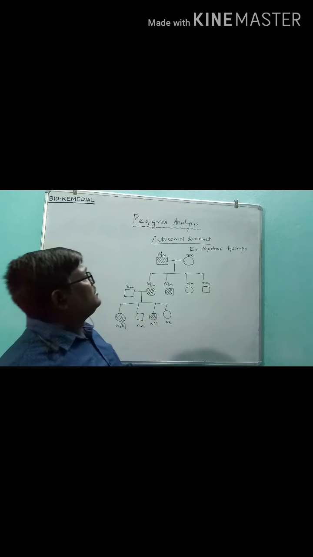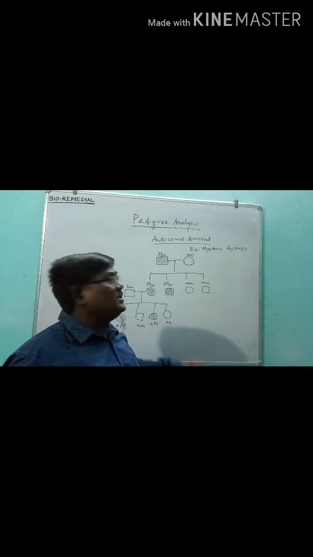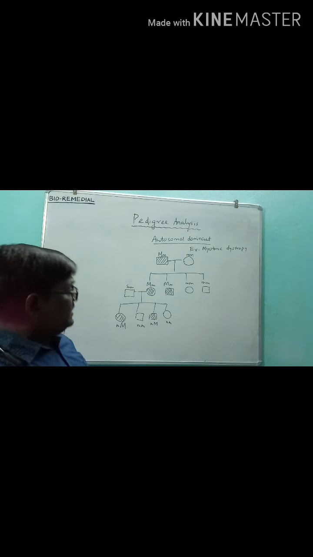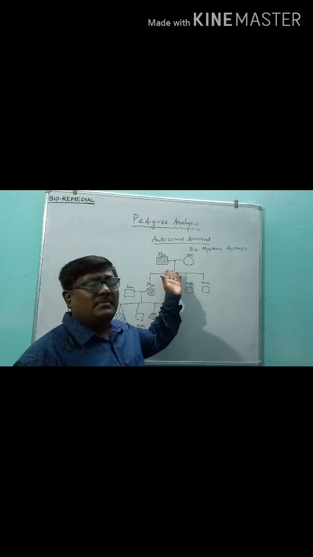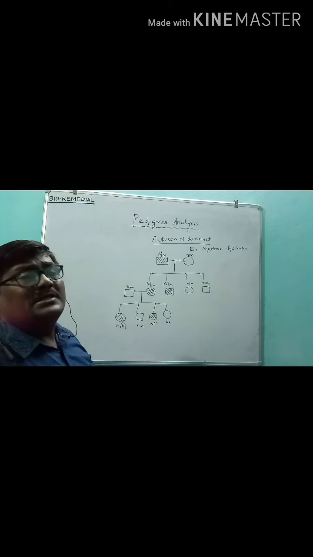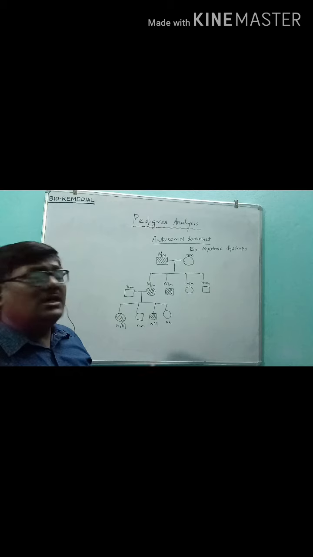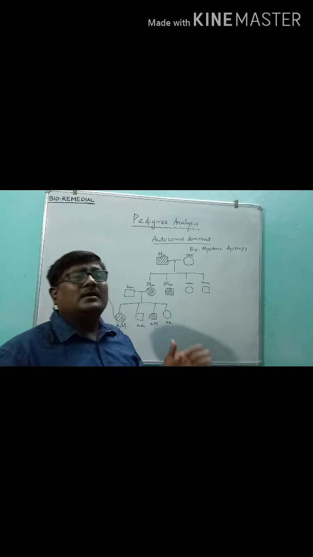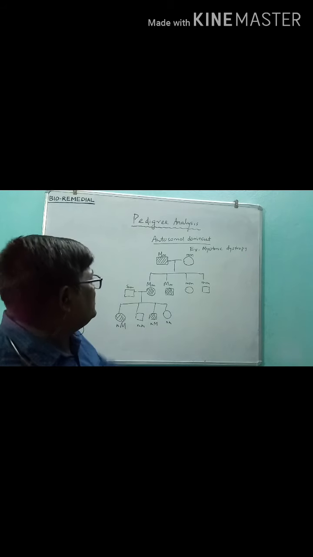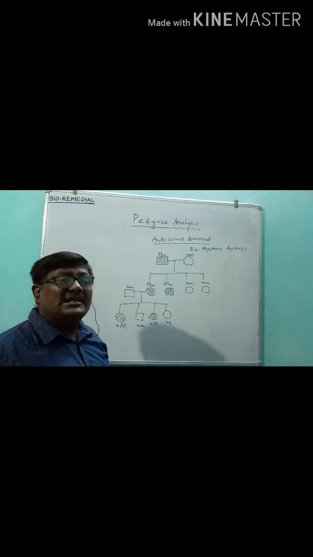So this is the trait that is transferred in all generations. You will find whether the defect is in a female or a male, that doesn't matter. It will be transferred to the next generation. So 50% of the offspring will express it in the next generation. That means in all generations the disease will be expressed.